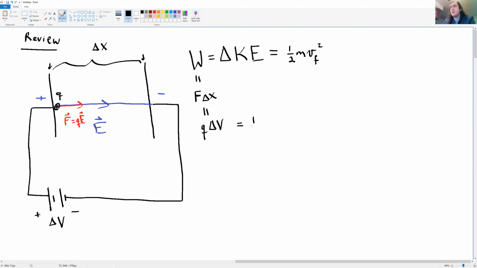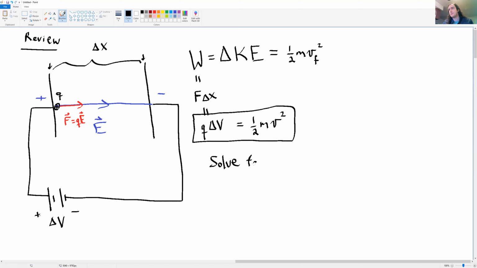So we have an expression here. If we equate both sides, Q times delta V on the left is equal to 1/2 m v squared on the right. Solve for v. That's lowercase v. Solve that thing for the velocity.